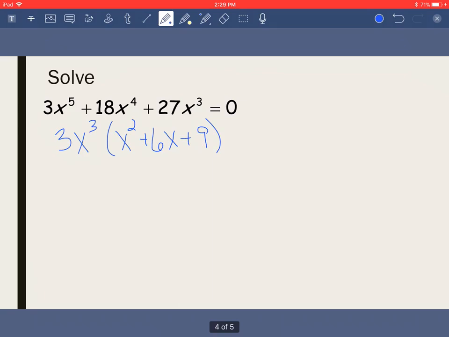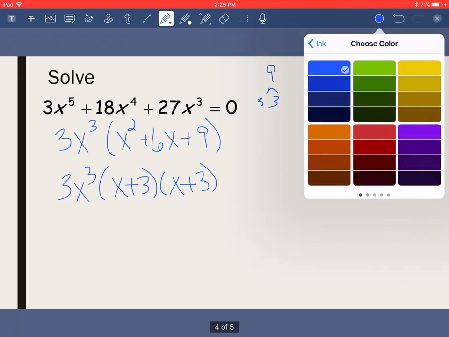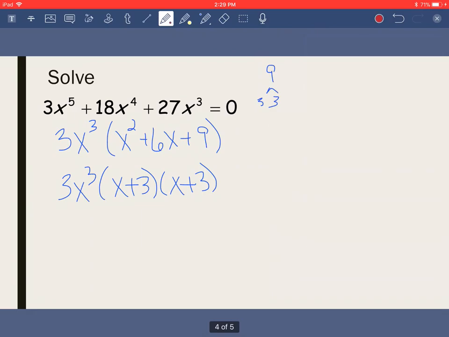I need to see if I can factor further. So x squared plus 6x plus 9, factors of 9 that add up to 6 are 3 and 3. So I get 3x cubed, x plus 3, x plus 3. And now I've factored completely. So my last step when solving is to set each one equal to 0.